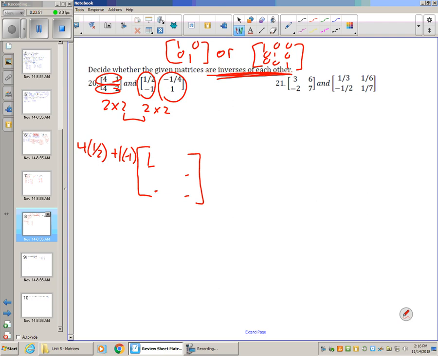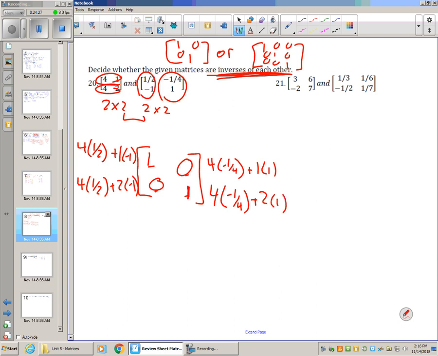This bottom left one here is going to be 4 times 1/2 plus 2 times -1, which ends up being 0. So it's looking good. Then we're going to do the top right one here. So that's row 1, column 2. That is 4 times -1/4 plus 1 times 1, which is, again, 0. Yay! This last one has to be a 1 in order for them to be inverses of each other. So that's going to be 4 times -1/4 plus 2 times 1. Awesome. And that ends up being 1. So those are inverses of each other. Check. We have proved that, and we're good.